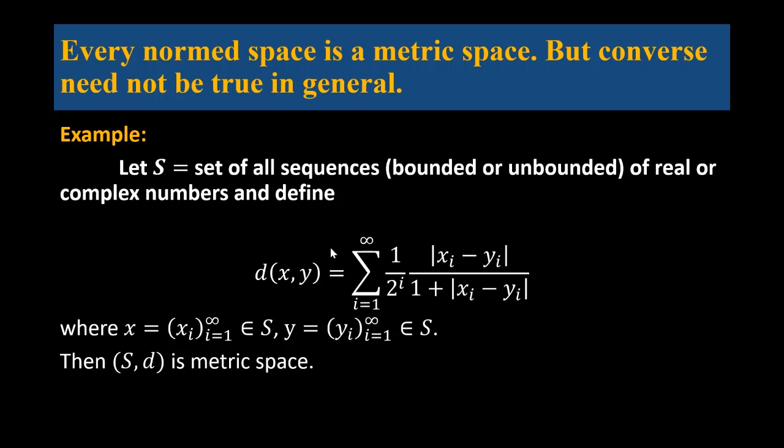Now if we multiply our x by a field element k, then norm of kx means the summation, i varies from 1 to infinity, of 1 by 2 raised to i, mod k x_i divided by 1 plus mod k x_i. So from there we cannot take k outside. That means the fourth property of the norm cannot be satisfied. We cannot take this k outside, and therefore we can conclude that the converse need not be true in general. That is, every metric space need not be a normed space.